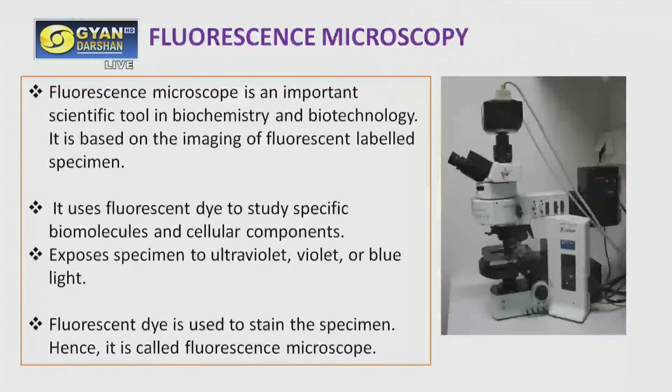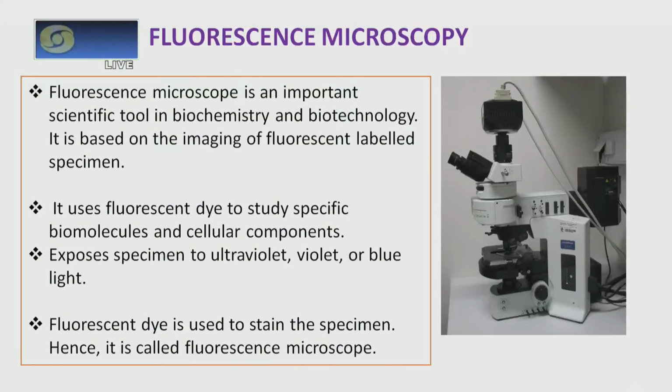under the fluorescence microscopy. And in this fluorescence microscopy, we expose a specimen to ultraviolet light or blue light, because the UV light or violet light has a shorter wavelength to excite the molecules, and the fluorescent dye is used to stain the specimen, and it is called the fluorescence microscope.